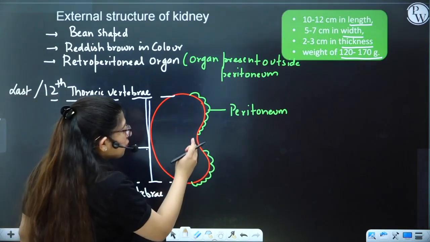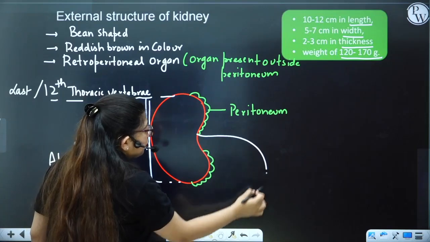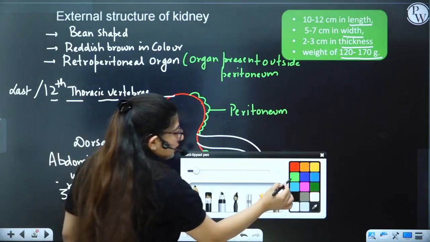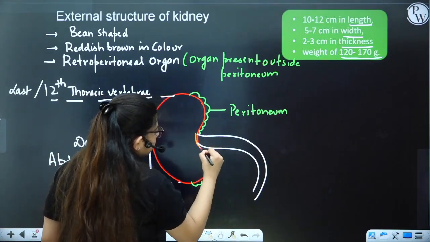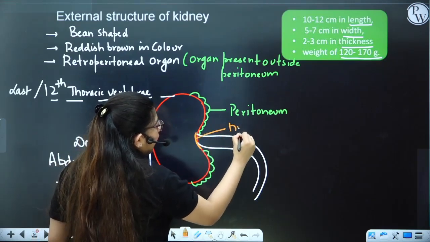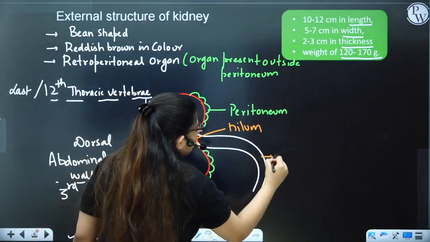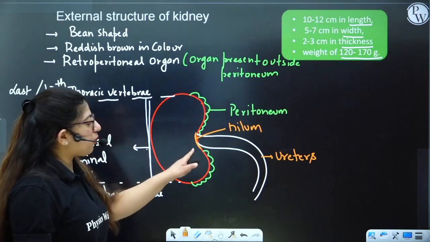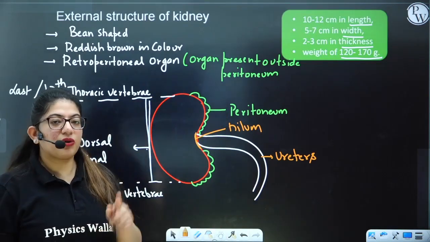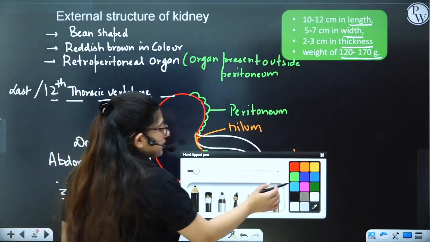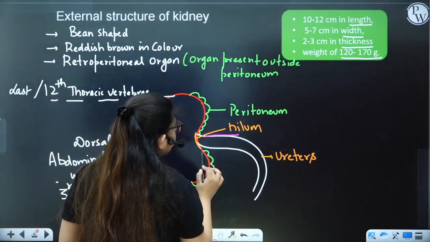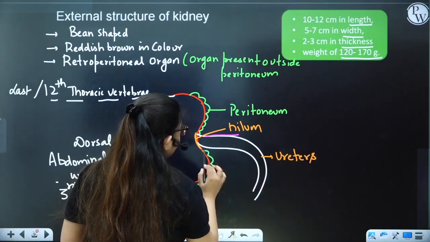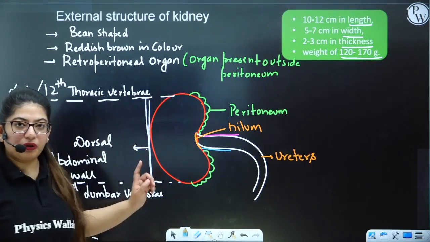Now this small depression-like structure through which the ureter comes out, what do you call this structure? You call this structure the hilum, and from the hilum what comes out? The ureter comes out. Okay, so hilum is the point from where the ureter comes out. Also, from here the blood vessels enter and exit. So the renal artery and renal vein enter and exit from this point known as hilum.